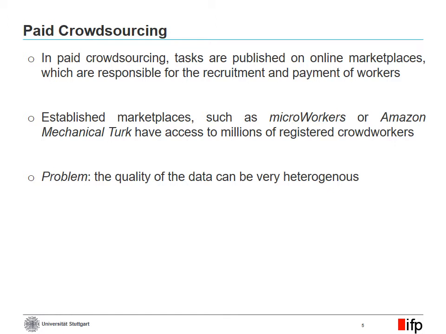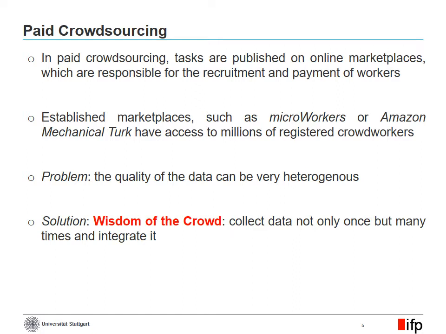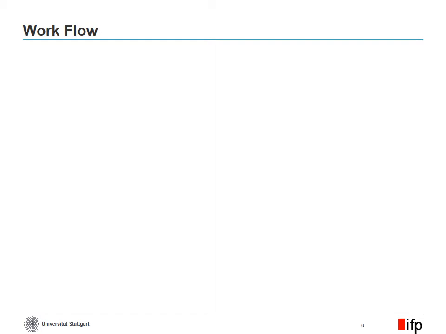In paid crowdsourcing, we know that the quality of the data can be very heterogeneous. Even so, most of the data that we get is of high quality, there will always be a significant amount of data with low quality. One solution for that problem is called the wisdom of the crowd. The idea is that we collect data not only once, but we collect it many times and then we integrate it and get at the end data of higher quality. So this is our workflow.